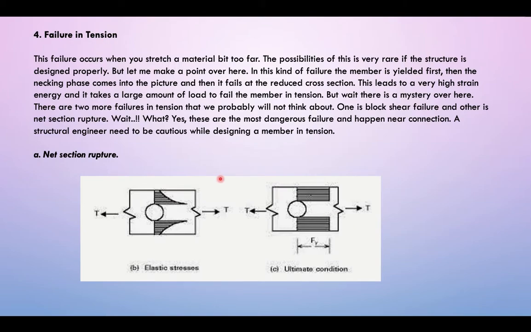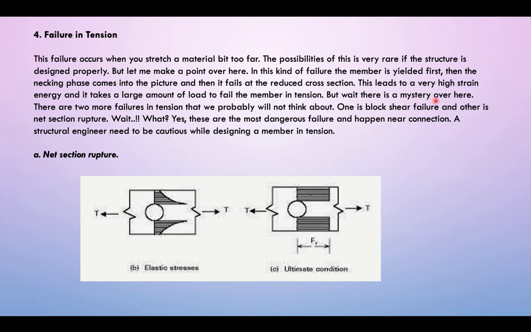And the fourth point is tension. In this kind of failure, the member yields first. Then the necking phase comes into the picture and it fails at the reduced cross section. This leads to very high strain energy. It takes a large amount of load to fail the member in tension.